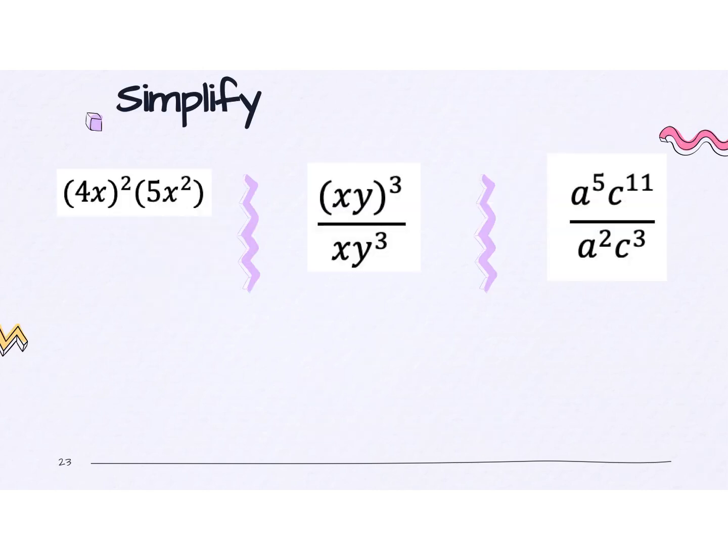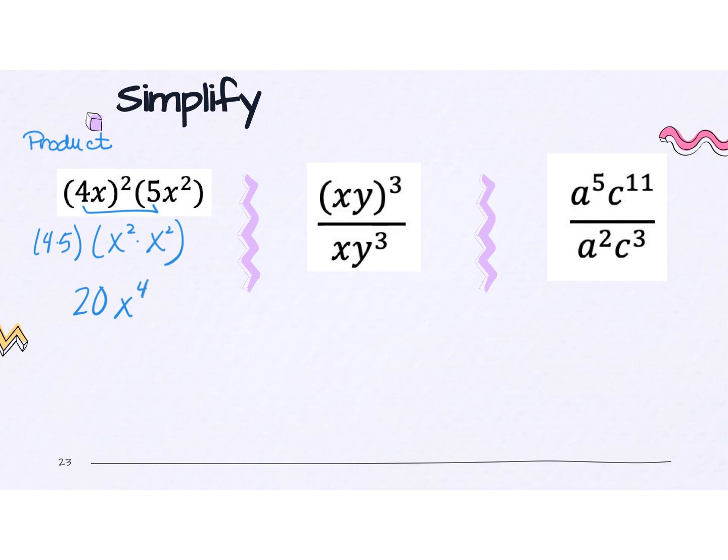Let's try a few more. The first one is obviously the product rule. This is our product rule, just set up a little differently. So we'll put them together. I have 4 times 5, and then I have x squared times x squared. 4 times 5 is 20. Keep the base, add the exponents.